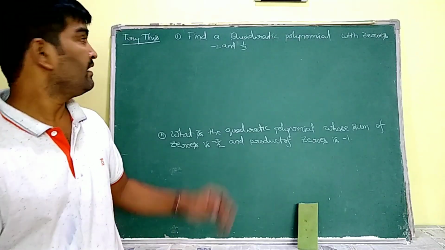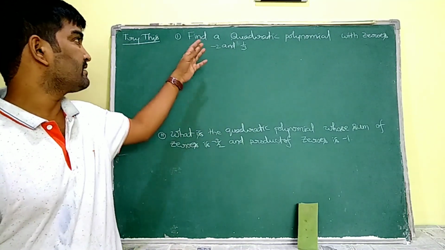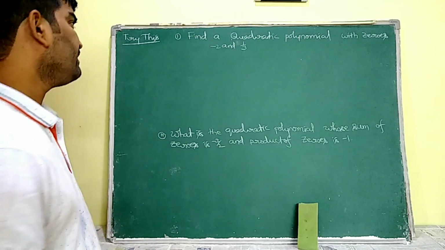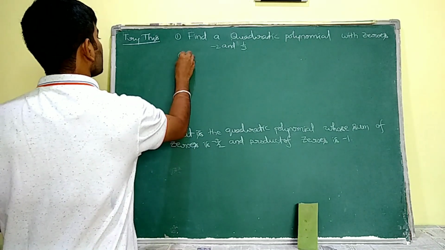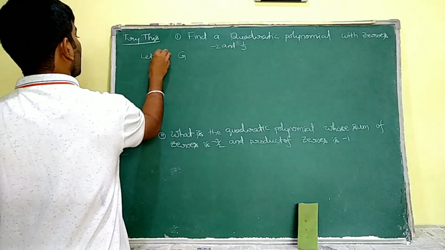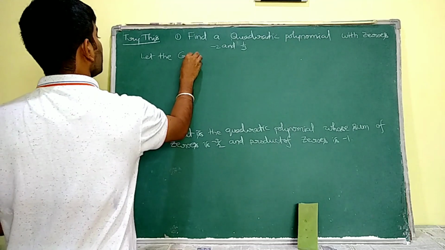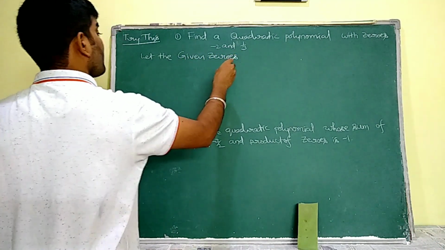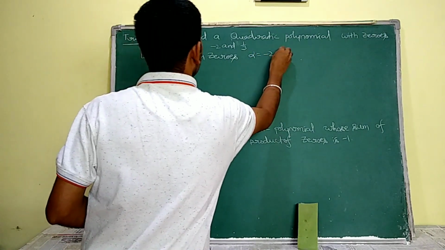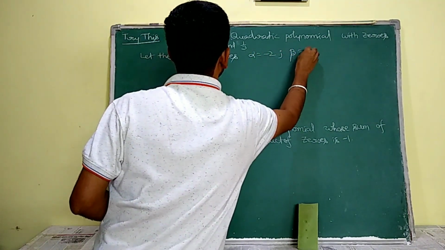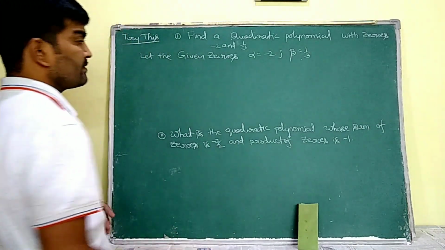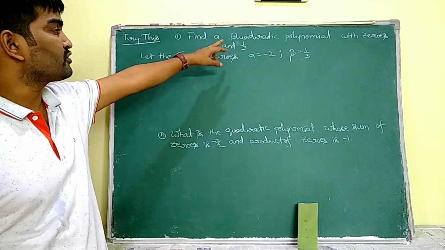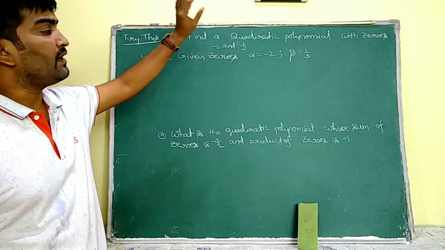Understand, see here in this, try this. He asked us to find the quadratic polynomial with zeros minus 2 and 1 by 3. That means given zeros, let the given zeros alpha is equal to minus 2 and beta is equal to 1 by 3. So see, he gave two zeros, alpha as minus 2, beta as 1 by 3.